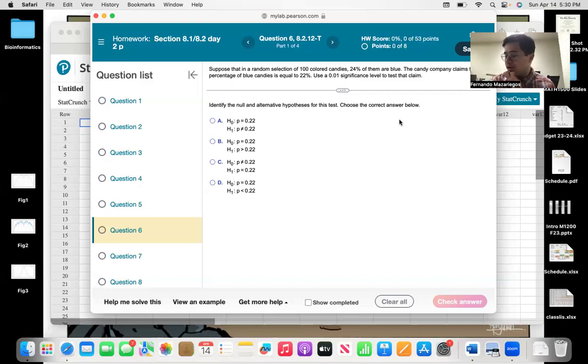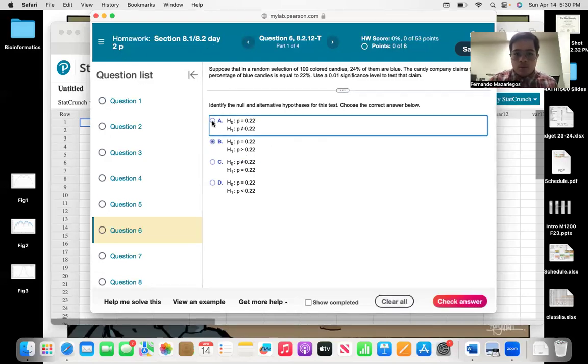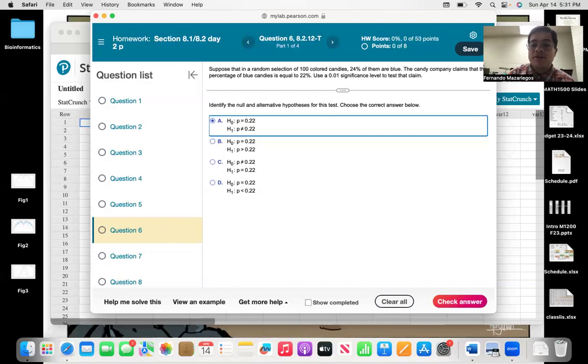I want to show you one example with a proportion, one example with a mean, and then another question that deals with types of errors. So question number 6, this is from the assignment of section 8.1, 8.2, day 2P. Let's read first. Suppose that in a random selection of 100 colored candies, 24% of them are blue. The candy company claims that the percentage of blue candies is equal to 22%. Use a 0.01 significance level to test the claim.